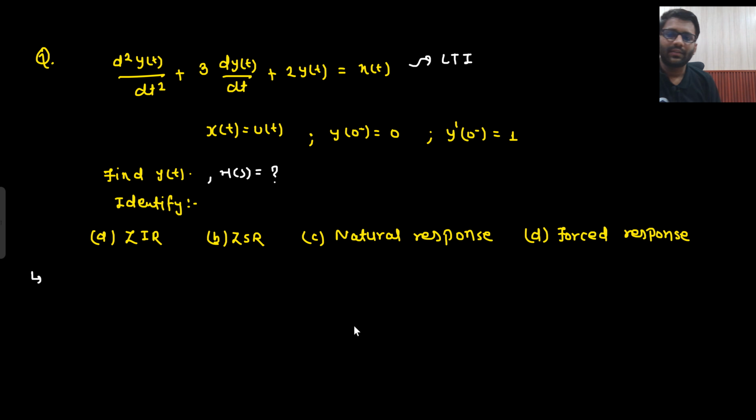So did you try this question? So this is an LTI system. Input is given. Initial conditions are also given. If initial conditions are given, that means you need to solve it with respect to the unilateral Laplace transform. So let's apply the unilateral Laplace transform in this particular equation. So how will you apply it?